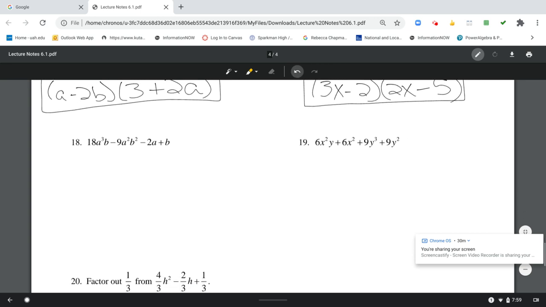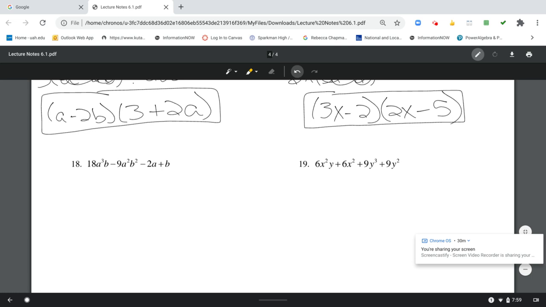So the last two examples, we're not going to do the bottom one. The last two examples, I have the number 18, -9, -2, and 1. So none of these numbers have anything in common. As I go across the problem, I have some terms that have A's, but not all of them do. I have some terms that have a B, but not all 4 terms have a B, so I can't take out a greatest common factor.